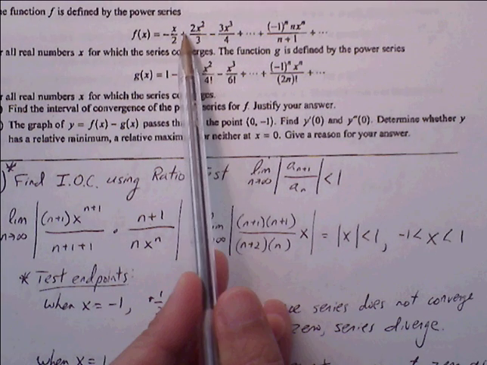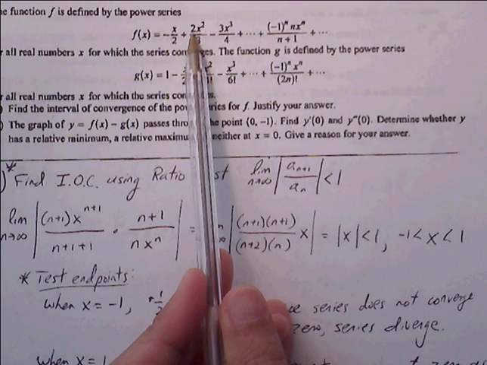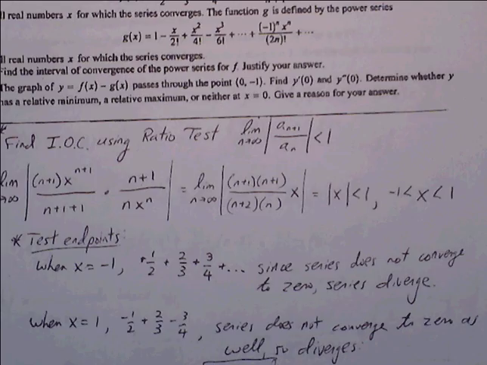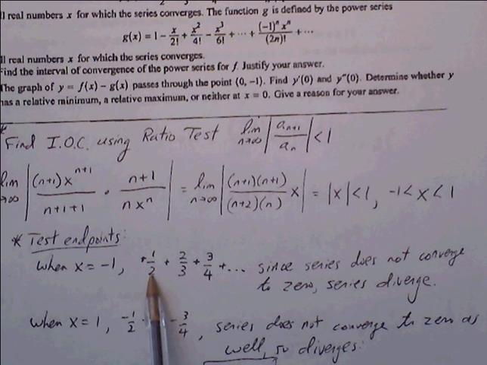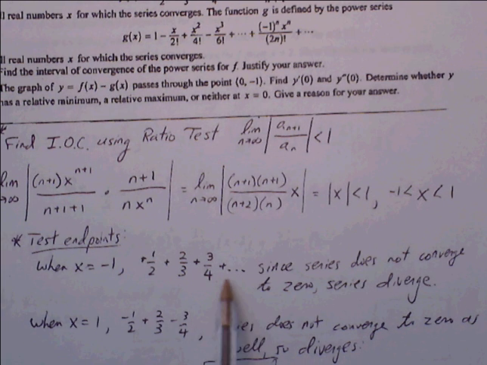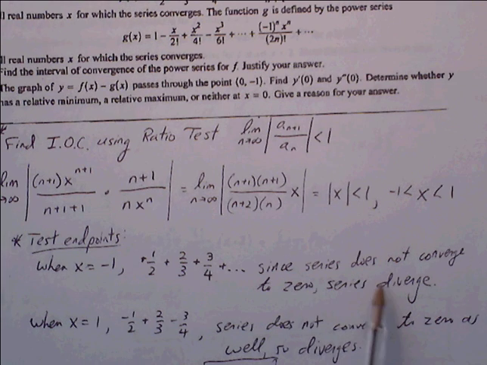We're going to get a positive 1/2, positive 2/3, positive 3/4. So each of these terms, notice that the sequence is not approaching 0. So if that's the case, then by the nth term test for divergence, we know that the series will not converge at x equals -1.